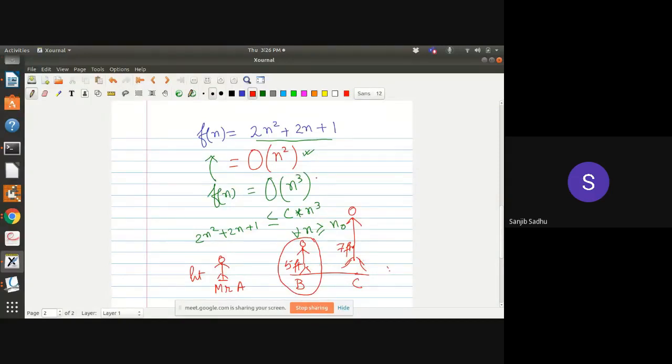So here you see both are correct. Big O of n square and big O of n cube are both correct for this function Fn. But we will take big O of n square, because big O notation is used for the upper bound, and the upper bound should be as low as possible. It should be minimized, so I should take n square. Is it clear now?